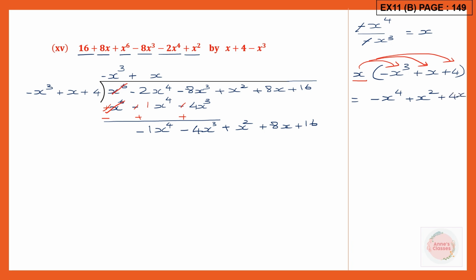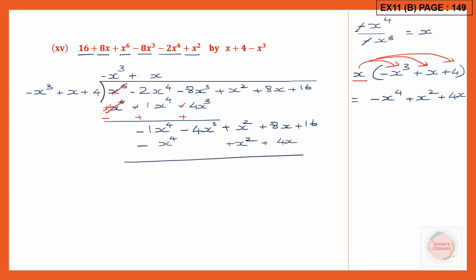So now we're going to take this and we're going to place it below this in the correct order, that is like terms together. So minus x to the power of 4, I can put it here. So this is minus x to the power of 4. Then here I have plus x square. So put it below x square. So that is plus x square. And then what do I have? I have plus 4x. I have to put it here below 8x. So that is plus 4x.